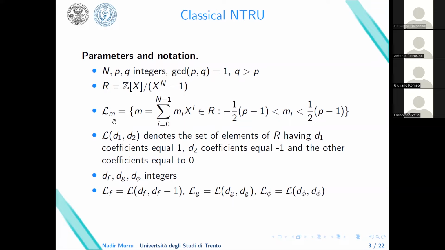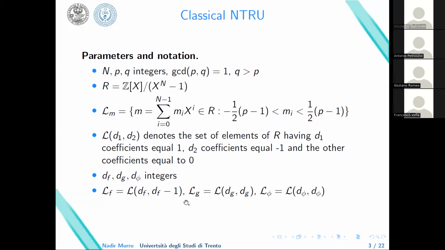Then we also have to define other sets of polynomials, and in particular we need four sets: L_m, L_f, L_g, and L_phi. L_m is defined in this way: it is the set of polynomials with degree at most n minus 1, whose coefficients are in this interval. And this is essentially, as we will see later, the space of the plain text.